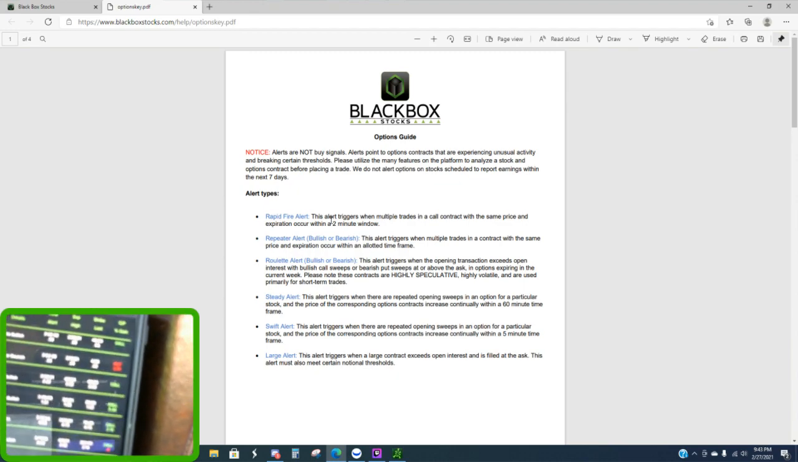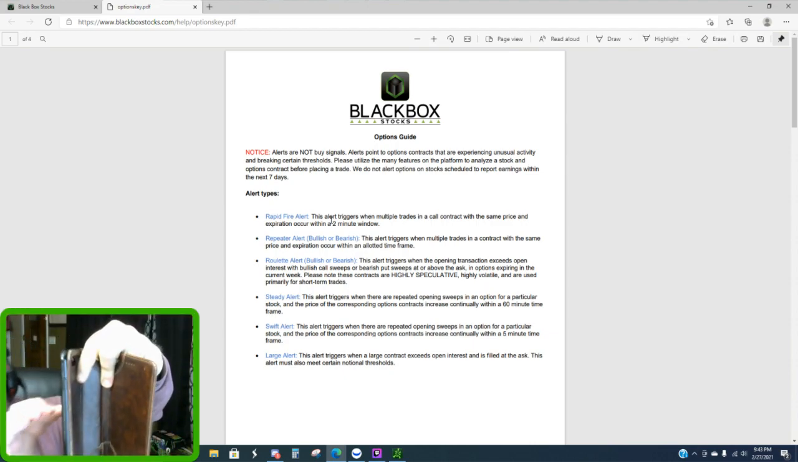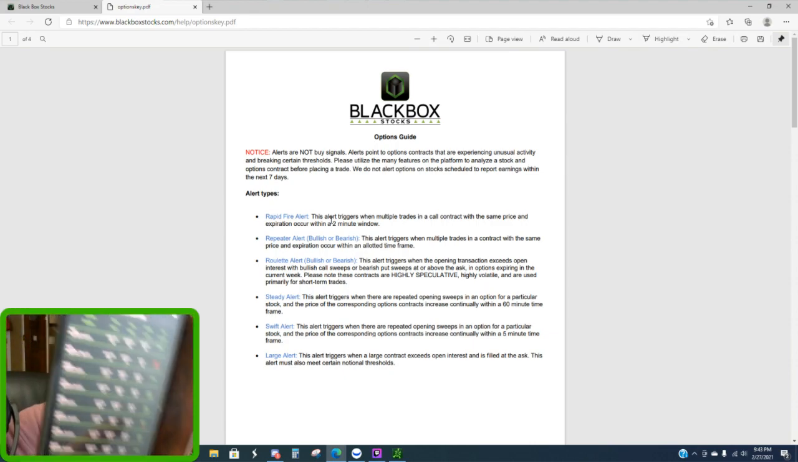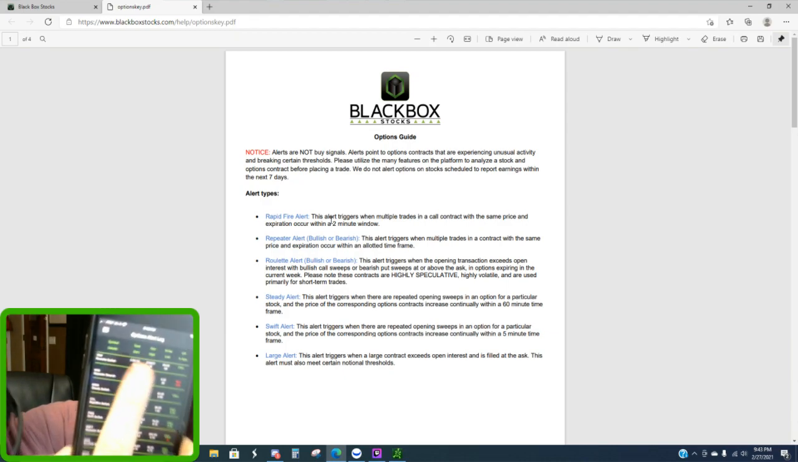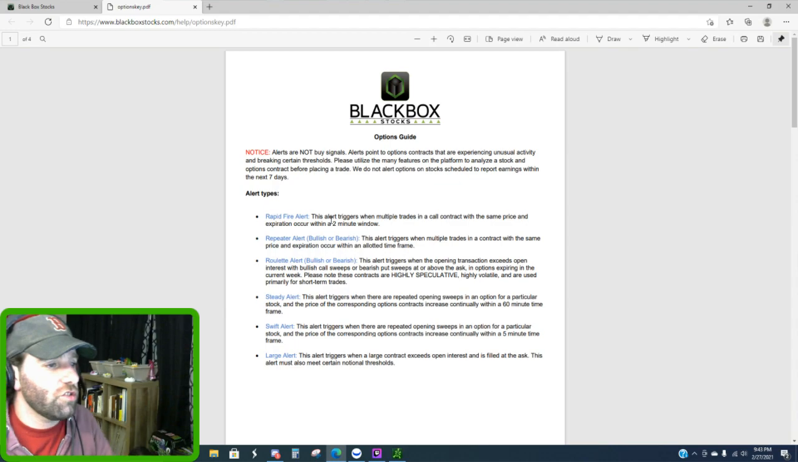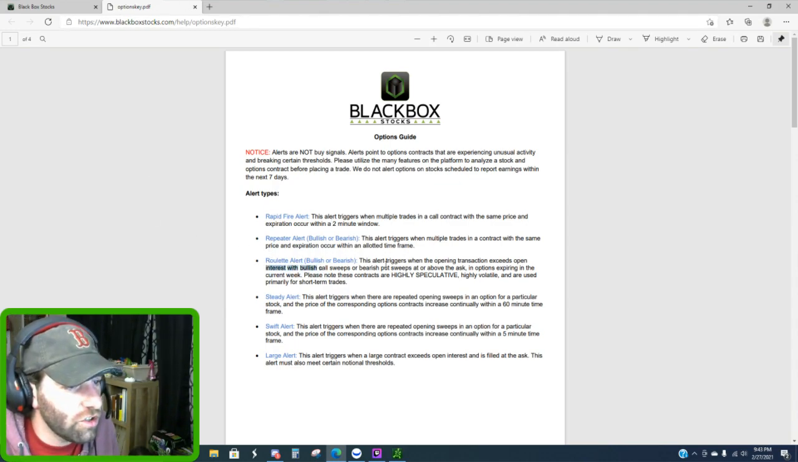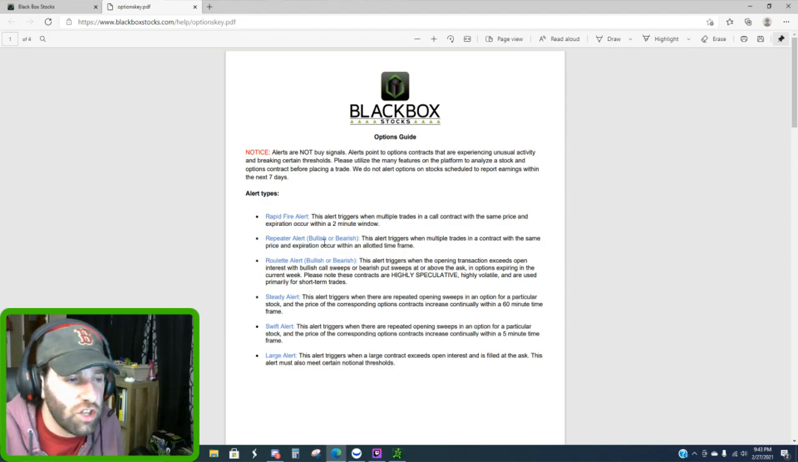Here you go. So you can't specifically see them, but up here, this one up top says Trip Roulette Bullish. So what's Roulette Bullish? If we look here, Roulette Alert Bullish. Alert triggers when the option transaction exceeds open interest with bullish call sweeps, which sweeps are fantastic. This is going across multiple exchanges.